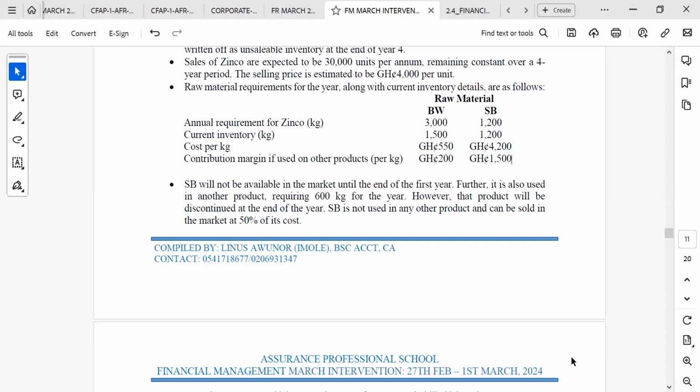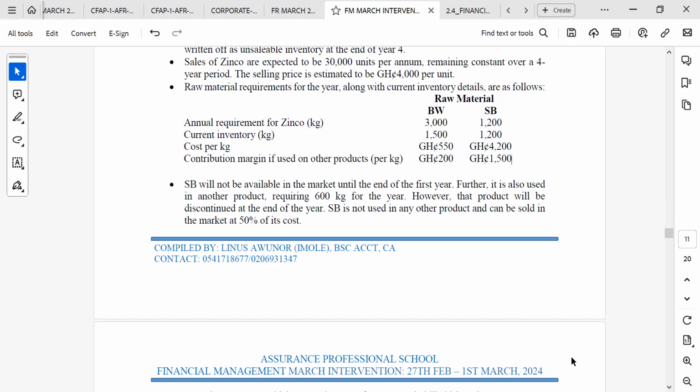SB is not used in any other product and can be sold in the market at 50% of its cost. Okay. Currently, what is happening? The SB is not what? It's not used in any other product. So if you are using the 600 for the other products, the remaining 600 will not be used for any product. However, the remaining 600 can be sold at what?